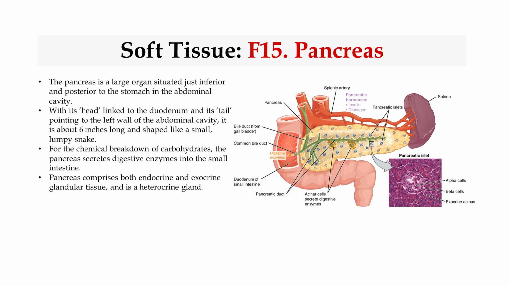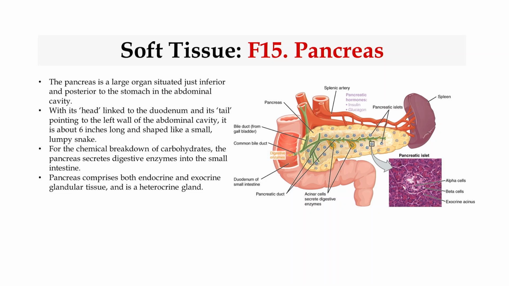So the pancreas is a large organ situated just inferior and posterior to the stomach in the abdominal cavity, with its head linked to the duodenum and its tail pointing to the left wall of the abdominal cavity. It is about 6 inches long and shaped like a small lumpy snake. That is how the pancreas is typically described in modern anatomy literature.